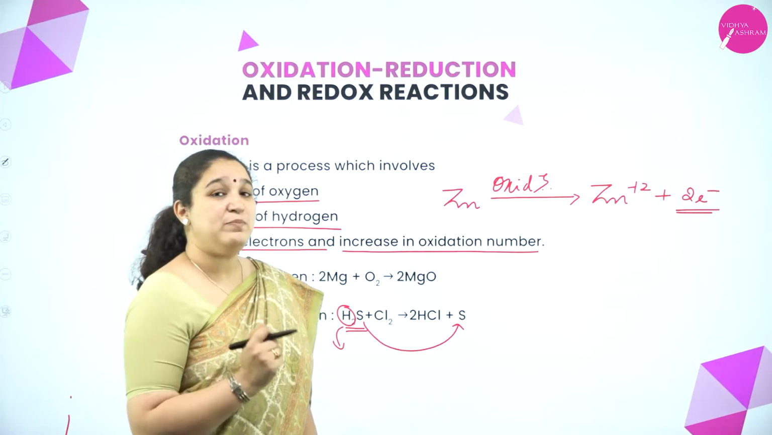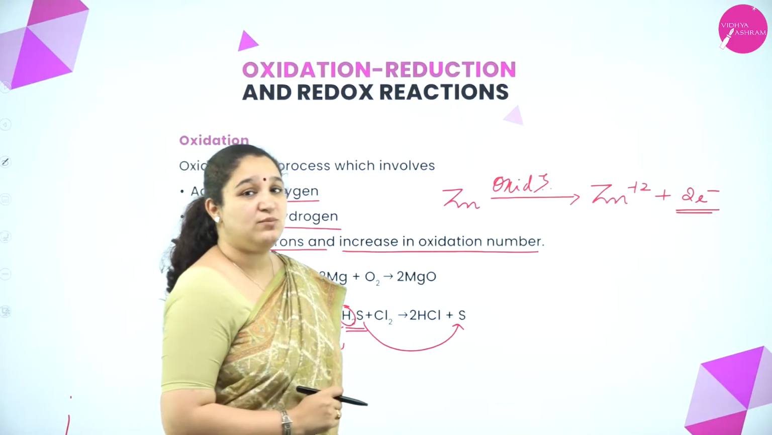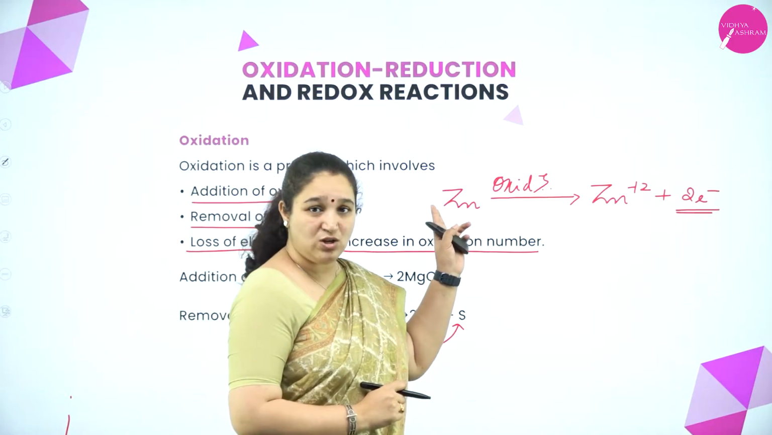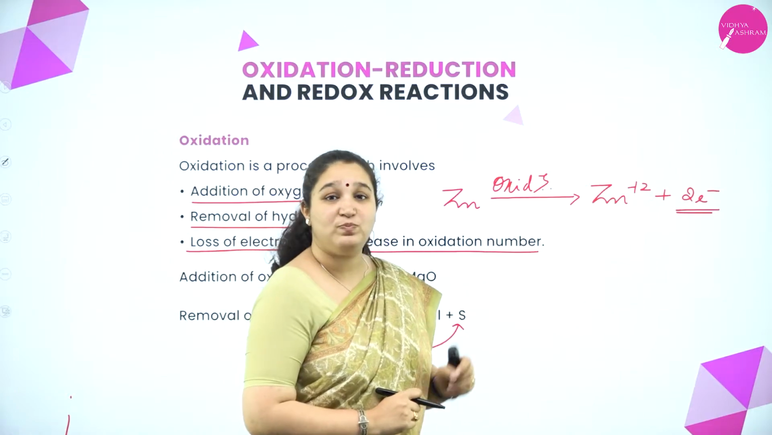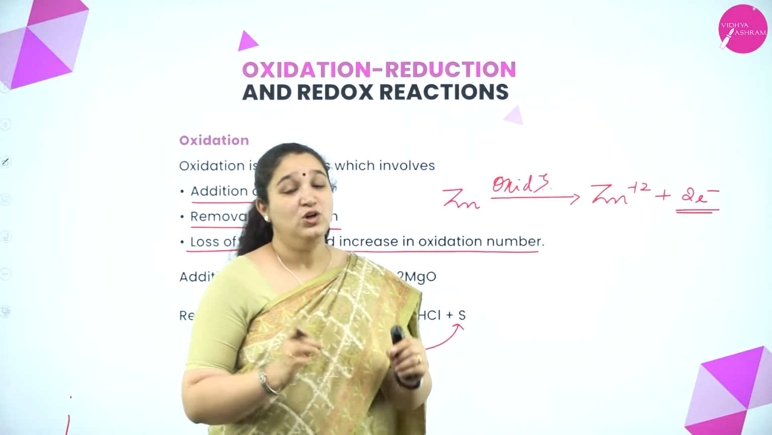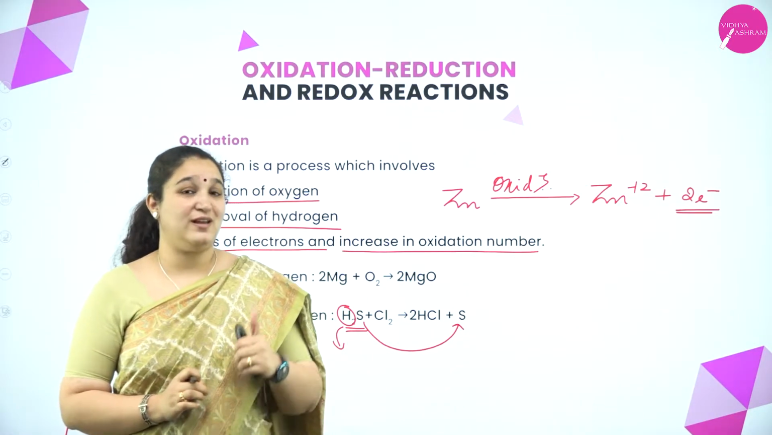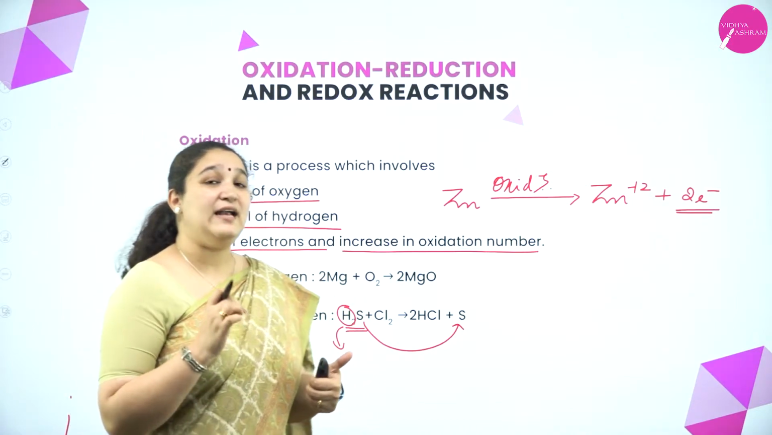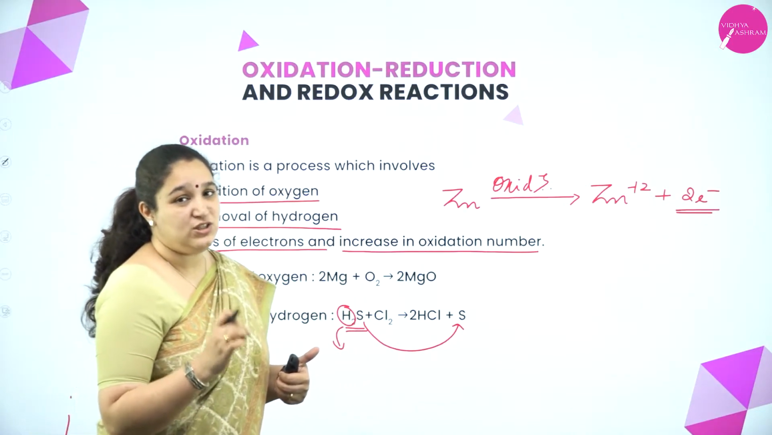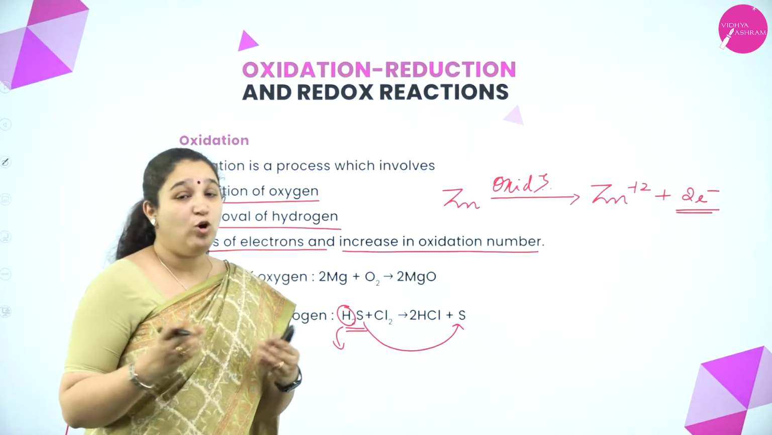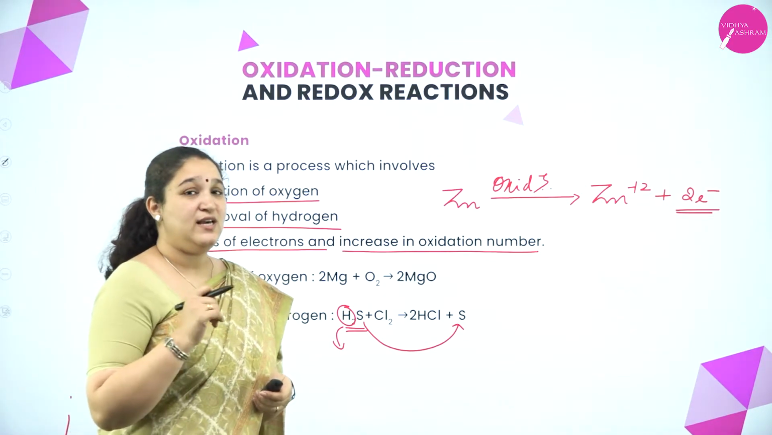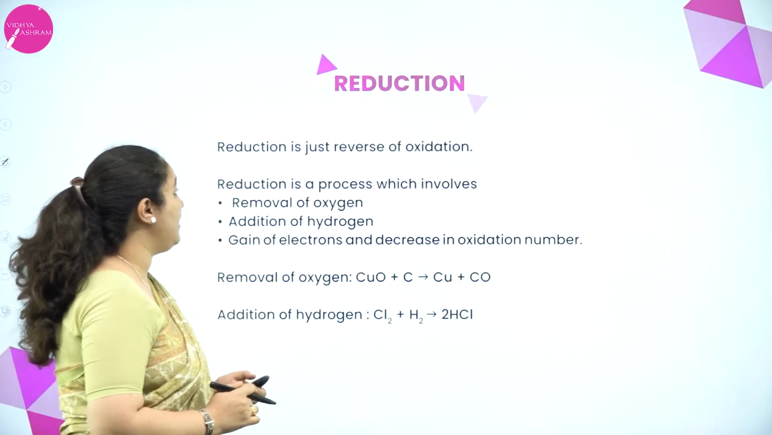And what happens here? Increase in oxidation number is happening. Zinc had 0 oxidation number, it is increased to +2. So during oxidation reaction there can be loss of electron and increase in oxidation number. So I hope you have understood oxidation. Next we'll see what is reduction reaction.